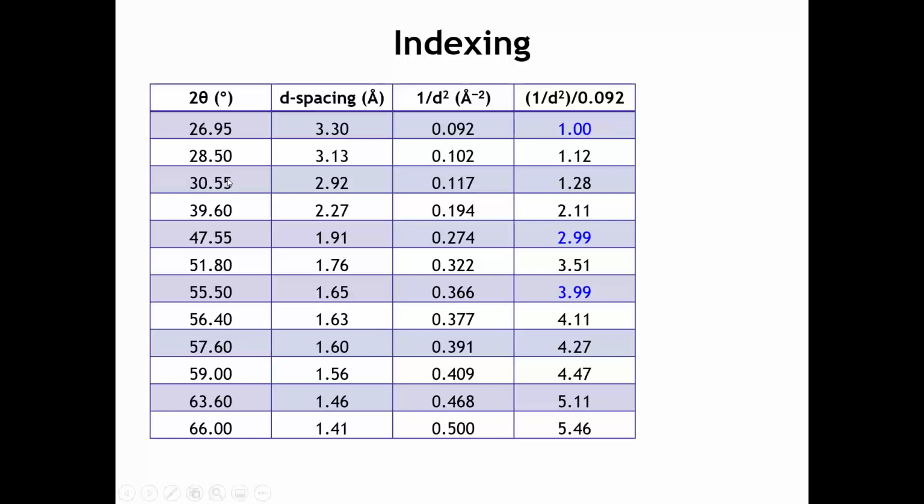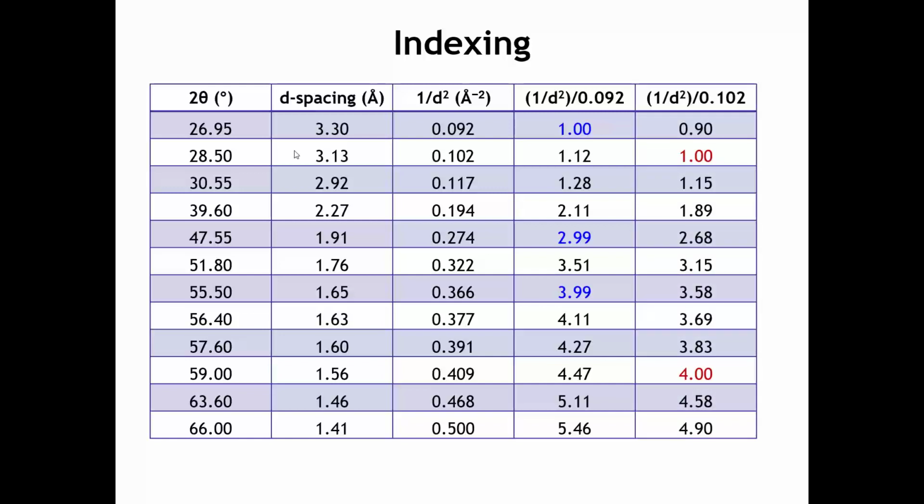So maybe we should assume that the second peak is another low Miller index peak. Let's assume that the second peak might be the 001. So if we divide everything by 0.102, we get a couple more hits. So we've got maybe our foot in the door a little bit. I will say that the pattern of 1, 3, 4, that's what you would expect for a hexagonal crystal. So maybe this first peak could be the 100 peak of a hexagonal crystal.